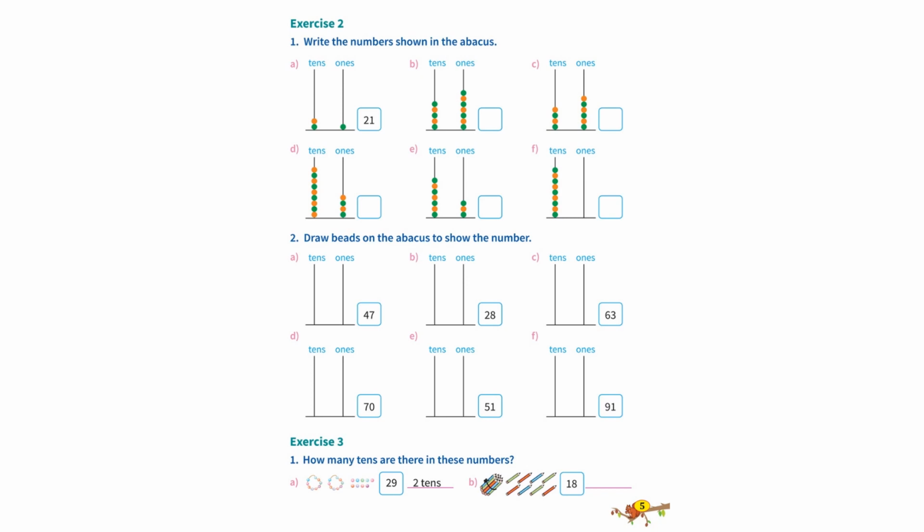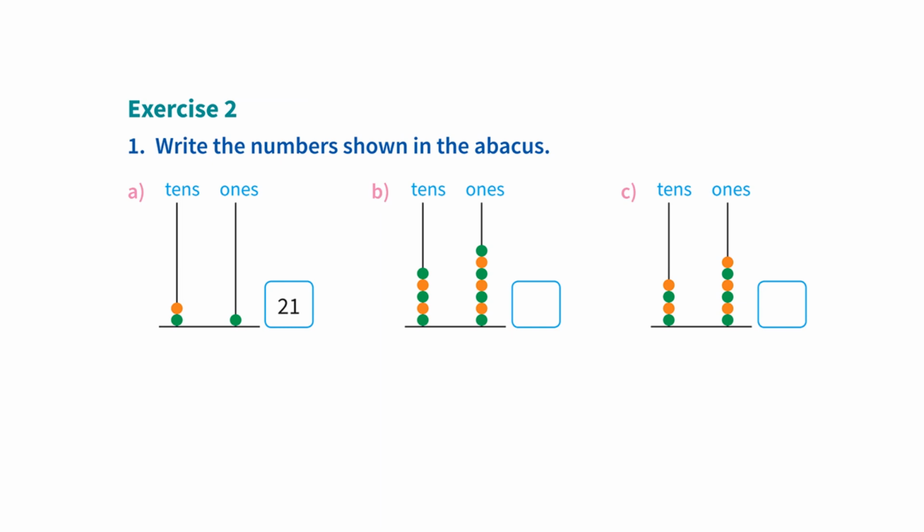Now see the next exercise. What is given? Write the numbers shown in the abacus. See what is given here. First one has already been done. There are 2 beads in the tens column, so we will write down 2, and 1 bead in the ones column, so we will write down 1. So the number will be 21.